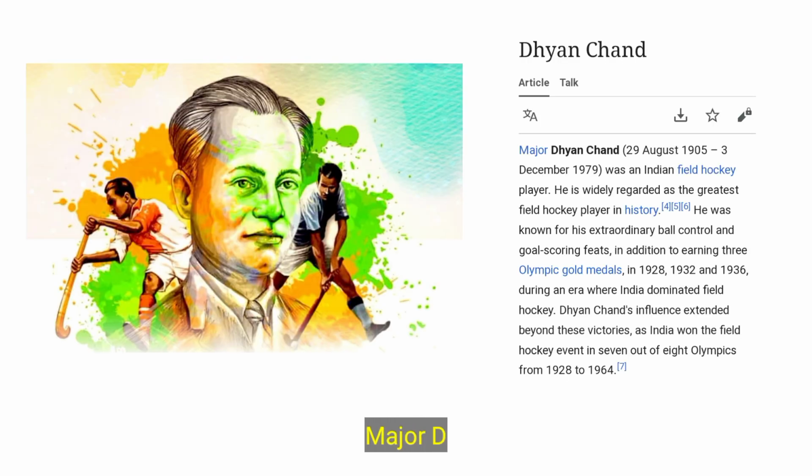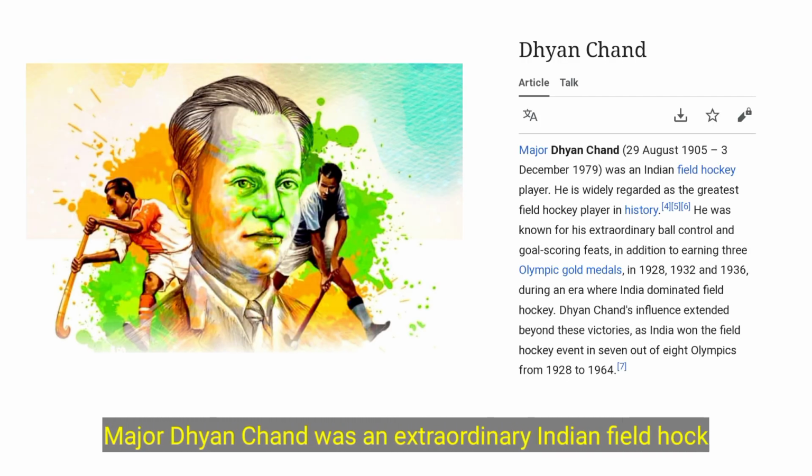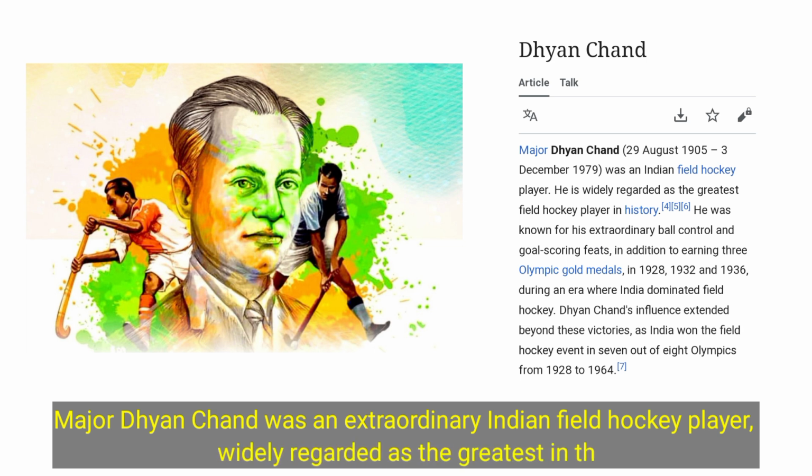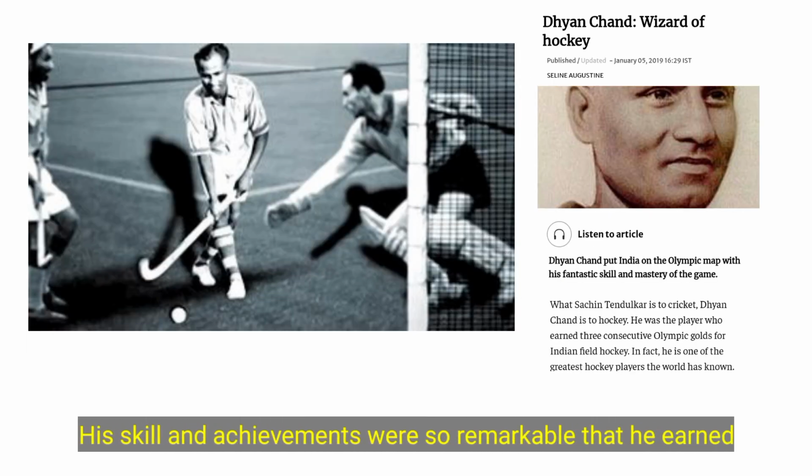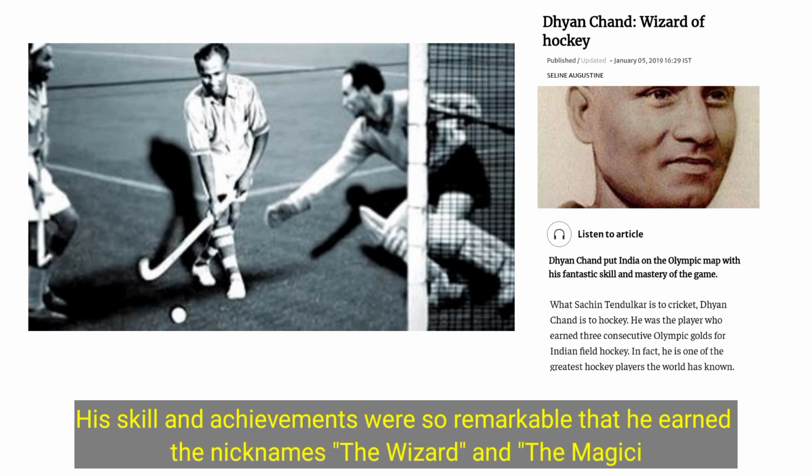Major Dhyan Chand was an extraordinary Indian field hockey player, widely regarded as the greatest in the history of the sport. His skill and achievements were so remarkable that he earned the nicknames the Wizard and the Magician of hockey.